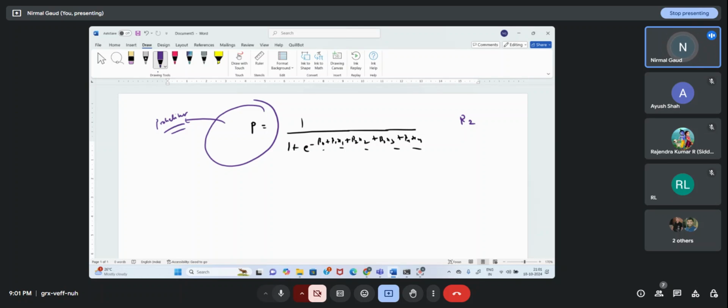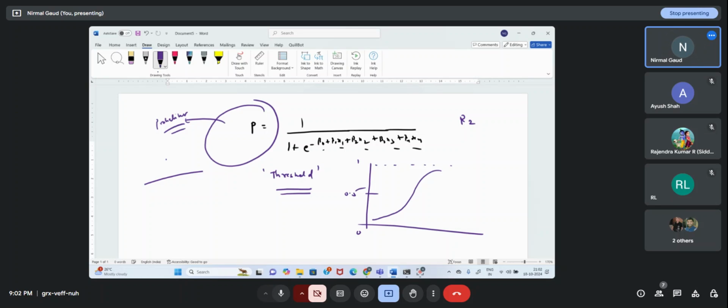MSE, MAE, RMSE, we have discarded because the concept they use is how far away a point is from a line. But in case of logistic regression, we are not saying that. In logistic regression, we do have a threshold. This is the phenomenon for logistic regression. Logistic regression has a sigmoid function and it takes a value between 0 and 1. 0.5 is the threshold. Anything above 0.5 is class 1. Anything below 0.5 is class 0.